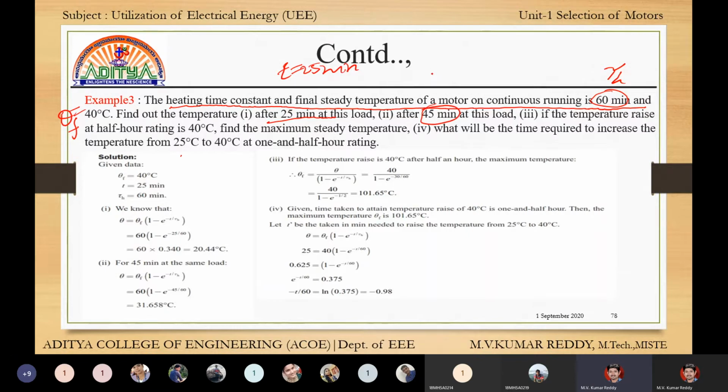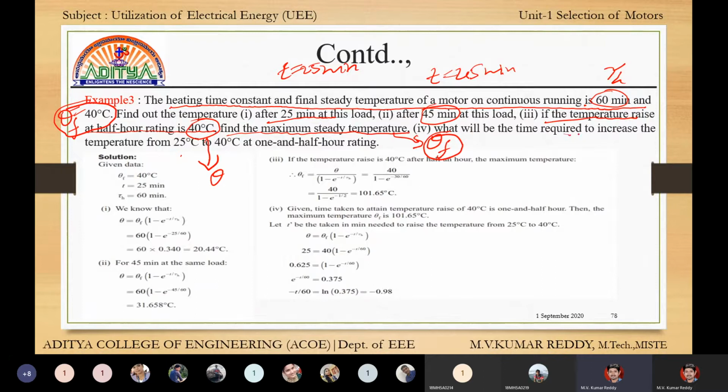In the second problem, t is equal to 45 minutes. And in the third problem, if the temperature rise at the half hour rating is 40 degrees centigrade, find the maximum steady state temperature. Here theta is given as 40 degrees centigrade, but the steady state temperature is not given. Previously theta f was given, but in this third problem theta f is not given, so we have to find theta f.